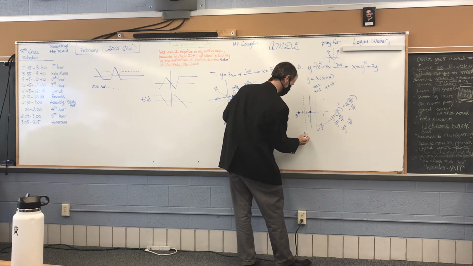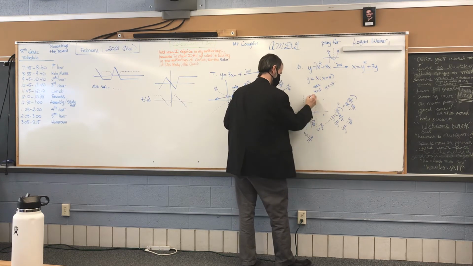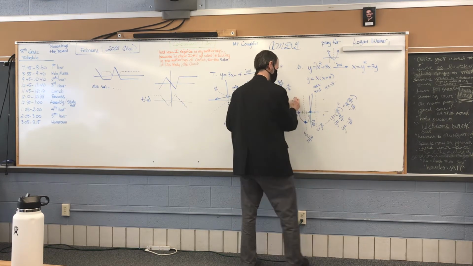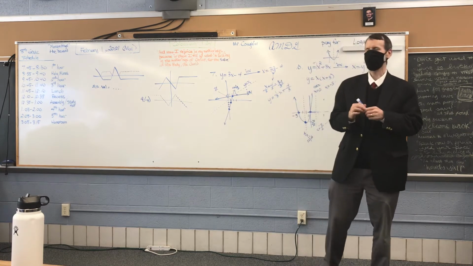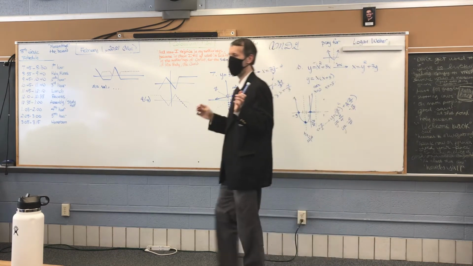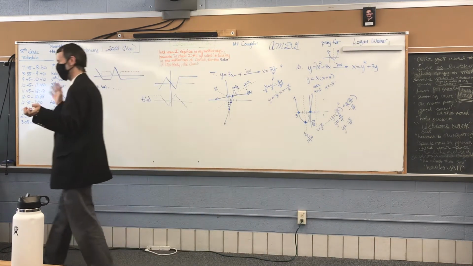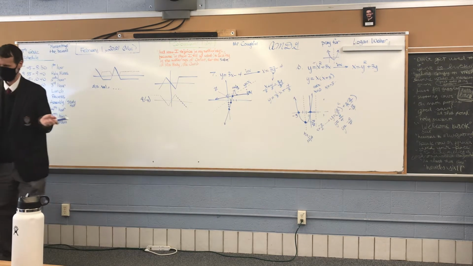So this is x equals -3/2. And yeah, this is going to be -9/4. That's better. So there's the parabola. Do you remember how many points minimum you need for a parabola? 3. 5 is better, but 3 is minimum.